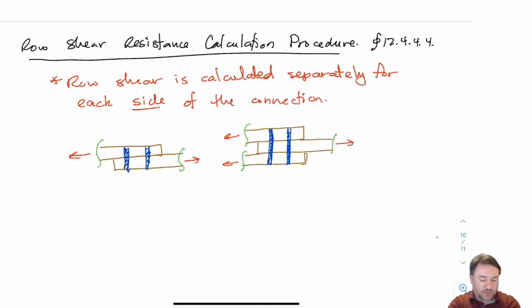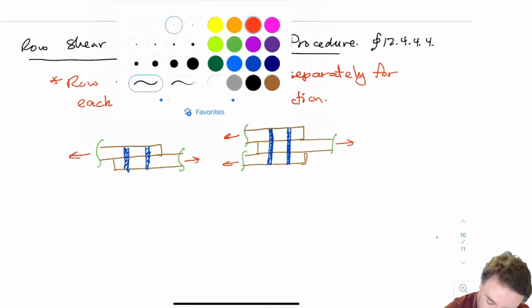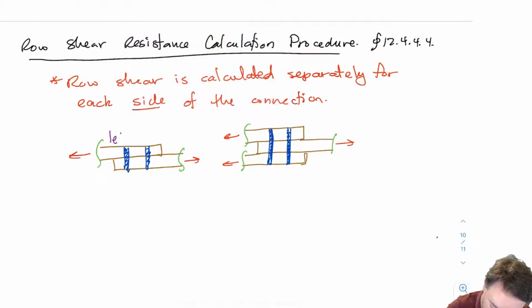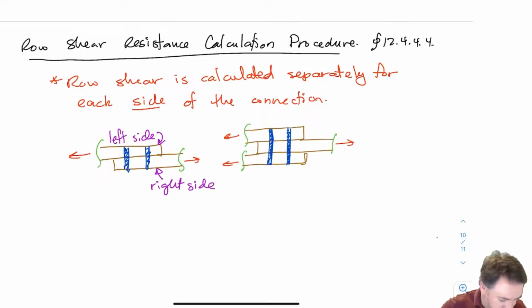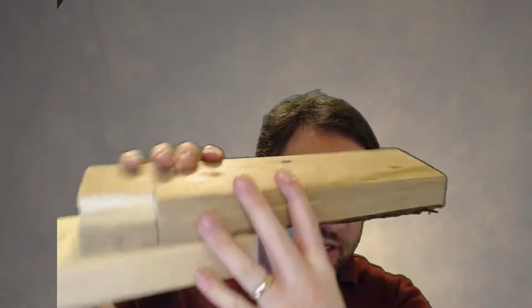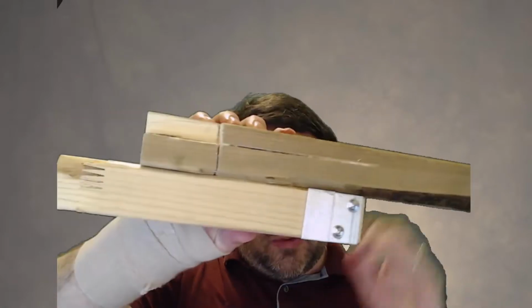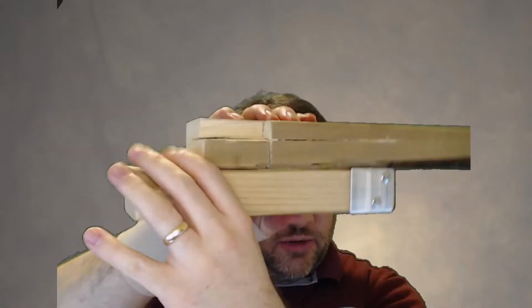So what do I mean by side? Here I have, for example, a left side that has just this connection, this member, and the right side has just this connection. So if I have 2 pieces of wood, and these are connected together like this, I have one member on the left side and one member on the right side.